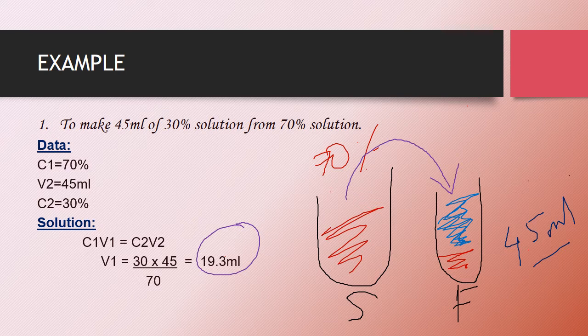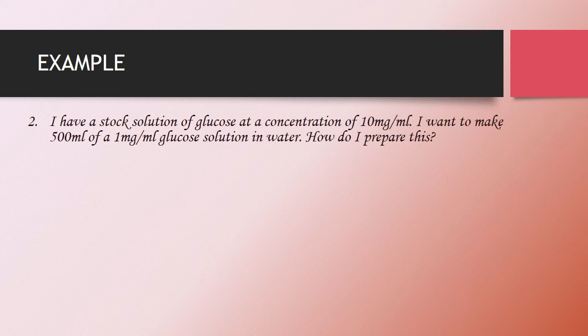Here the question arises which is confusing: how to calculate the volume of distilled water. So to calculate the volume of distilled water, simply subtract V2 minus V1, final volume minus initial volume, and we get the volume of distilled water, which is 25.7 ml. Let's have a look at another question.